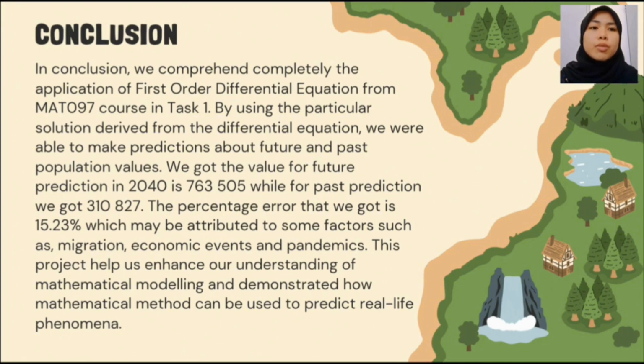The percentage error that we got is 15.23%, which may be attributed to some factors such as migration, economic events, and pandemic. This project helped us enhance our understanding of mathematical modeling and demonstrate how mathematical methods can be used to predict real-life phenomena.